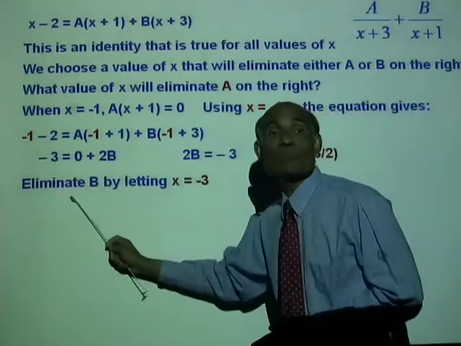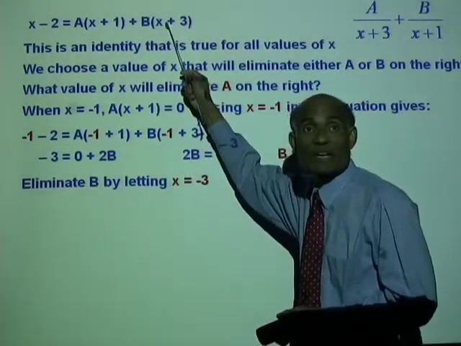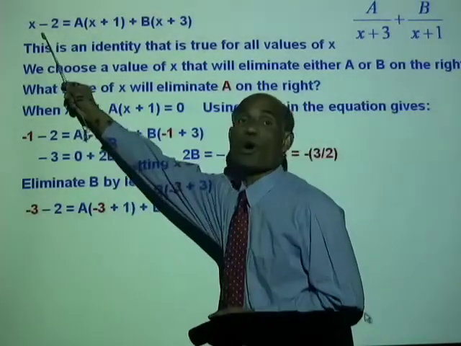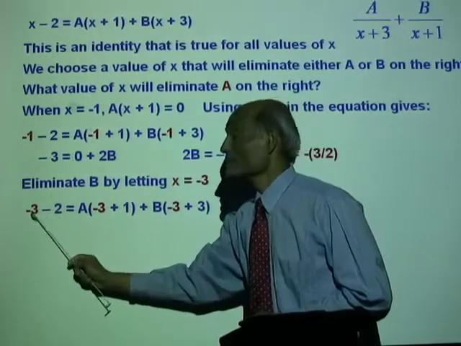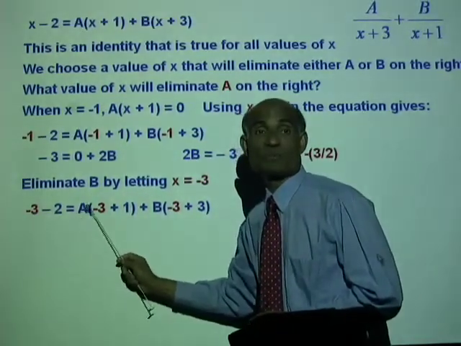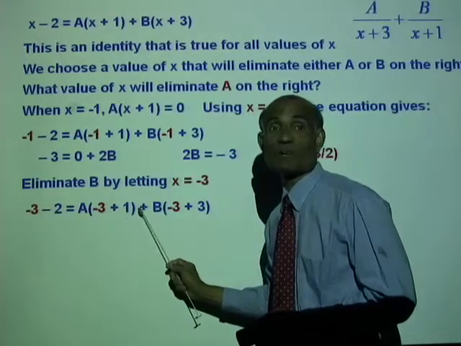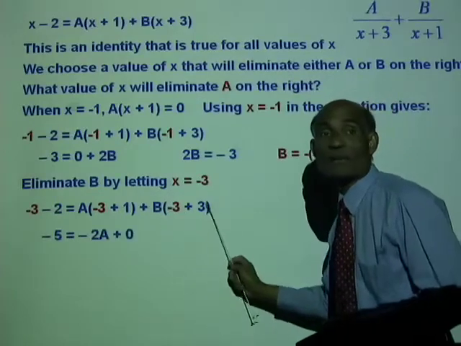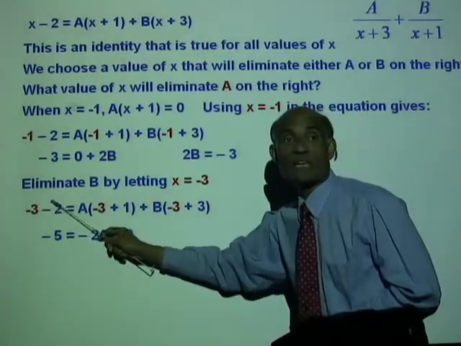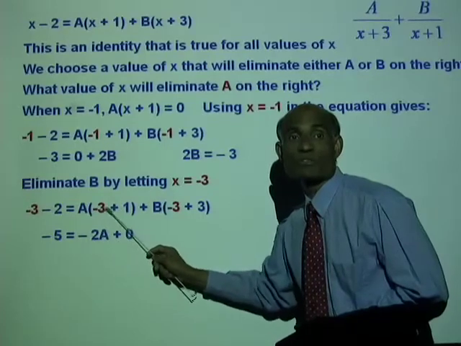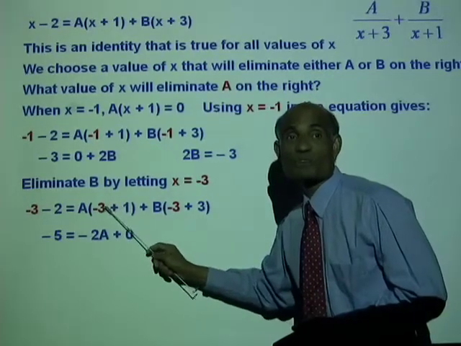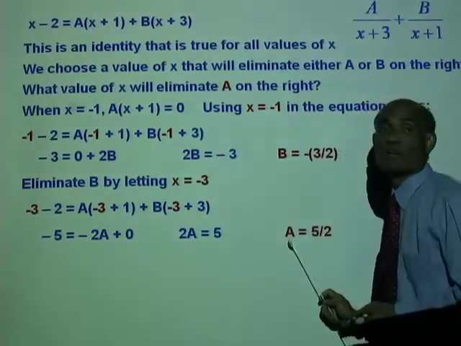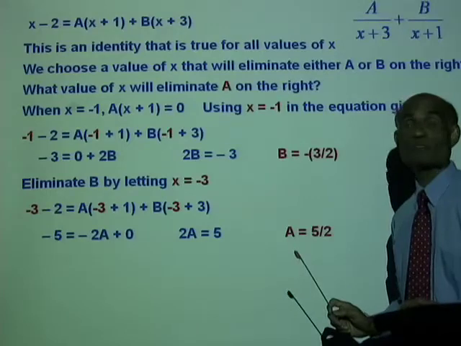Alright, now let's eliminate b by setting x equal to -3. That gives you, replace x all over by -3: -3 minus 2 equal to a times -3 plus 1 plus b times -3 plus 3. That will eliminate this term, giving you -5 equal to -3 plus 1 is -2, so -2a, or 2a equal to 5, which gives you a equal to 5 over 2.